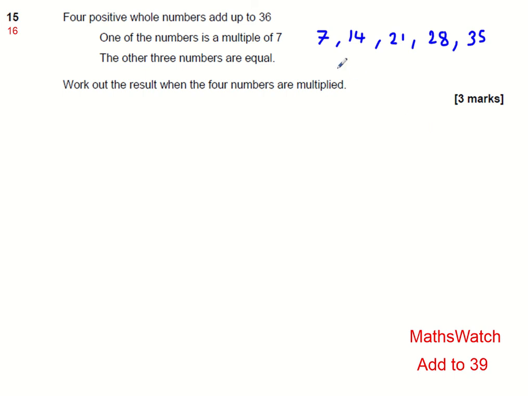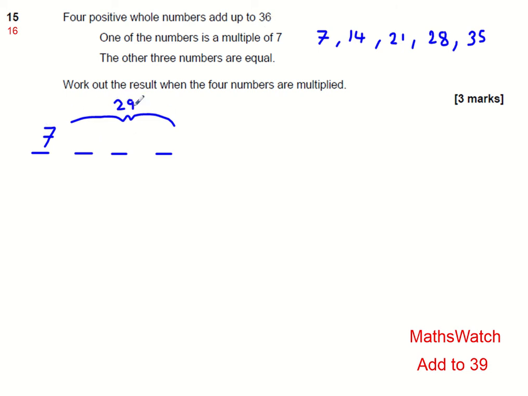We also know that once we've got one of those numbers in our list, the other 3 numbers are equal, which means the total of those other 3 numbers must be able to be divided by 3 to get these numbers. So if we start with our 7 as our first number, and we were trying to work out what the other 3 are, in order for these all to add up to 36, these would all need to add up to 29. Because 7 plus 29 is 36.